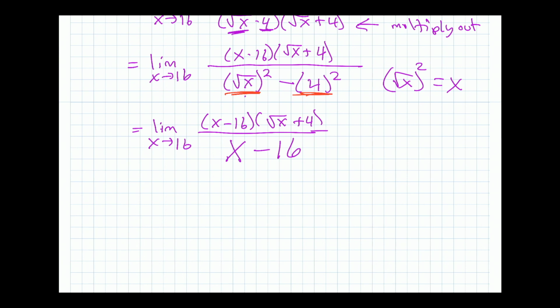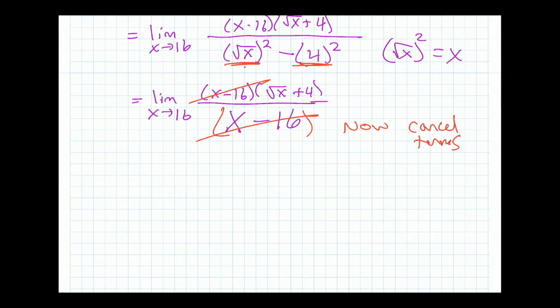Then what's next? What's next is you want to cancel terms. There should be something that cancels at this point. So specifically on this one, you should see an x minus 16 on the bottom and an x minus 16 on top. So those are going to cancel. So now what do you have? You have limit as x goes to 16, the top and the bottom, some stuff canceled. All you have left is square root x plus 4. Like that.